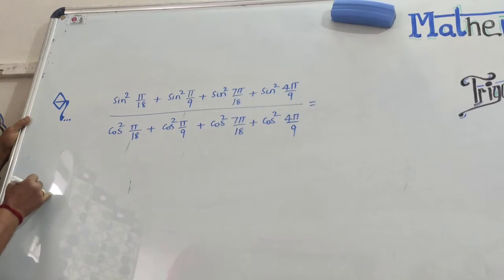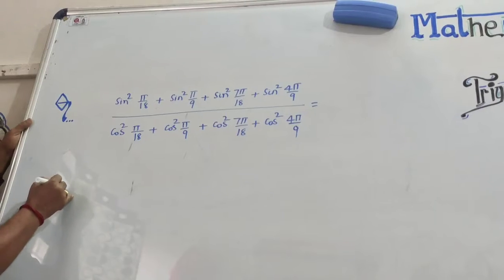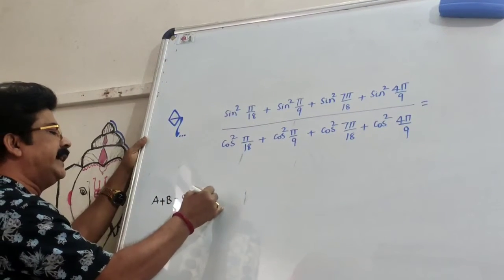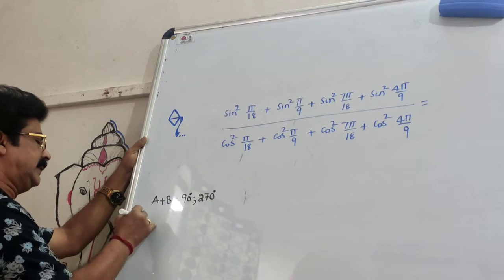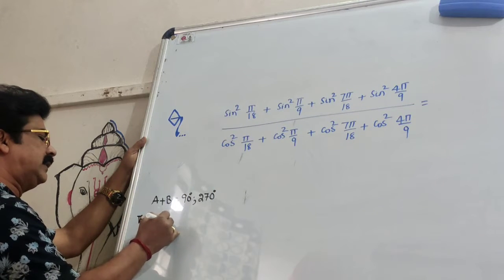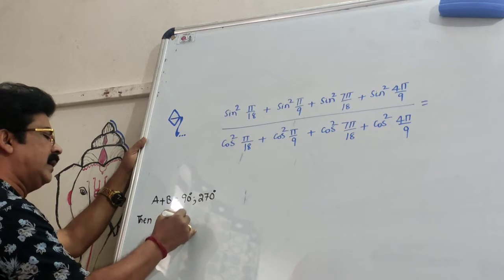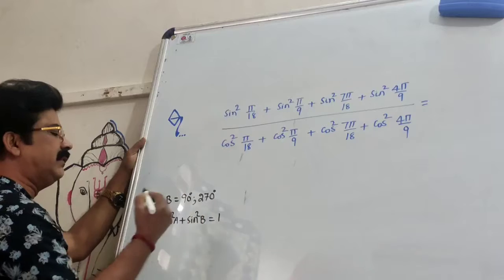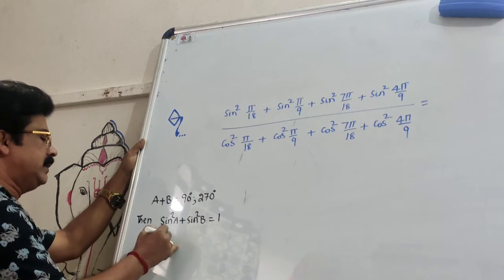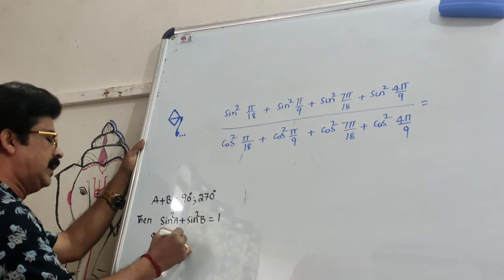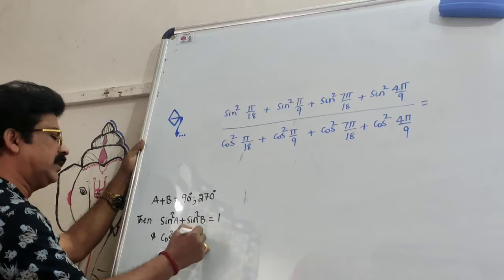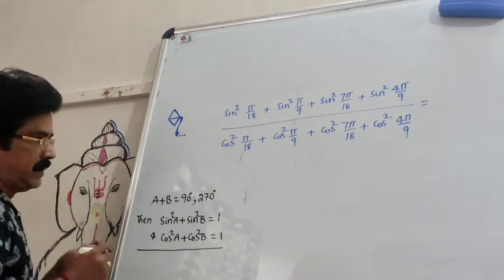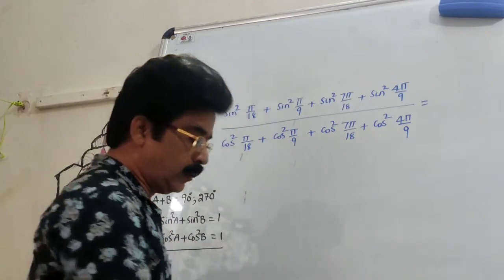If a + b is equal to either 90 degrees or 270 degrees, then sin² a + sin² b is equal to 1, and cos² a + cos² b is equal to 1. This is a great result in trigonometry.